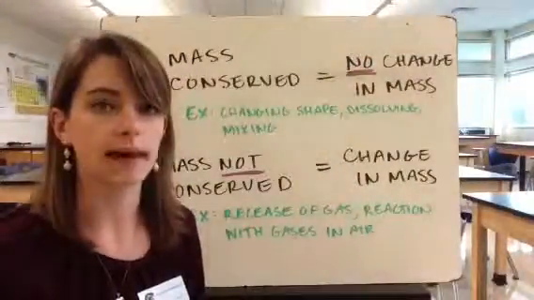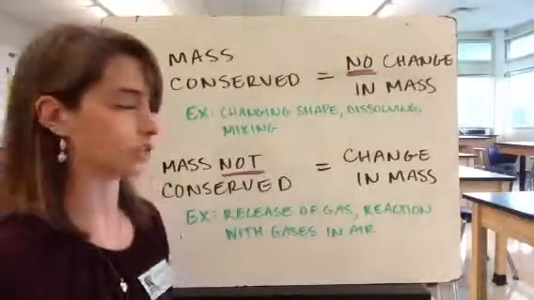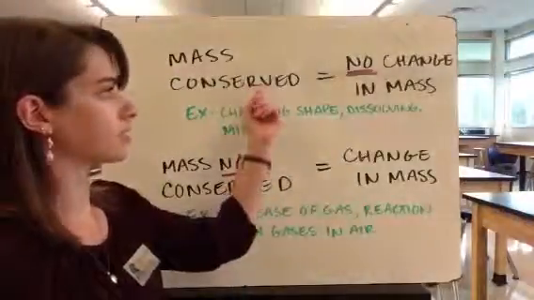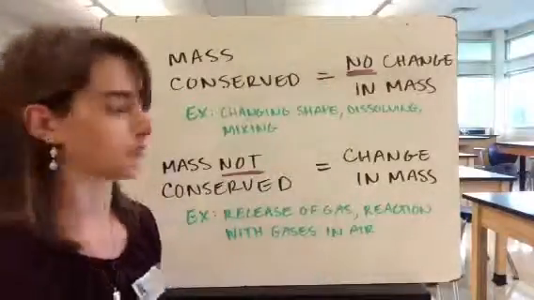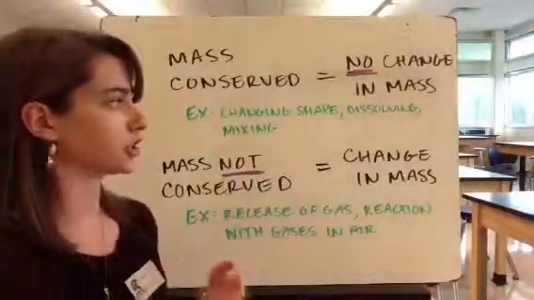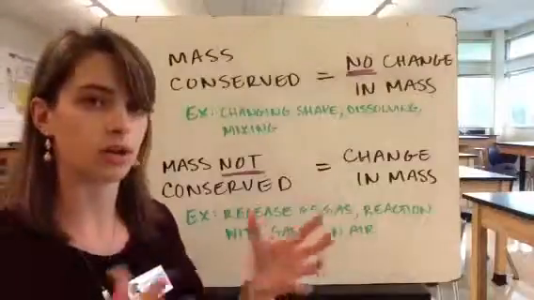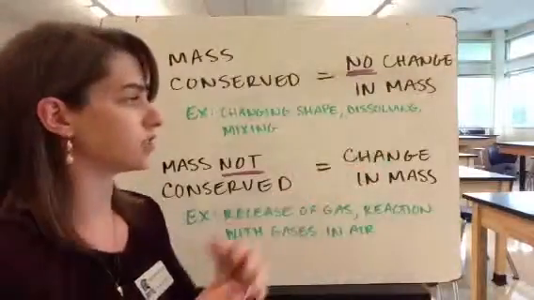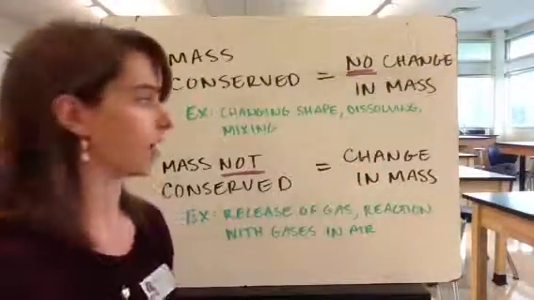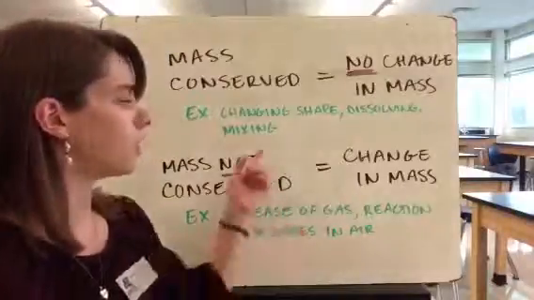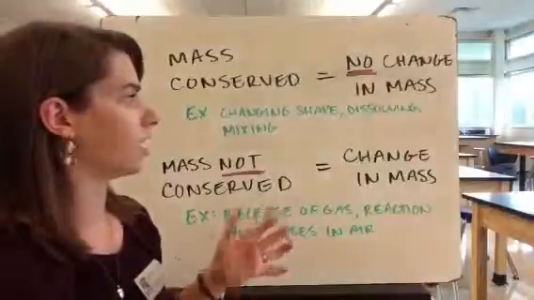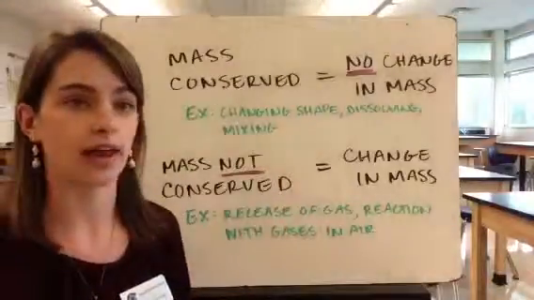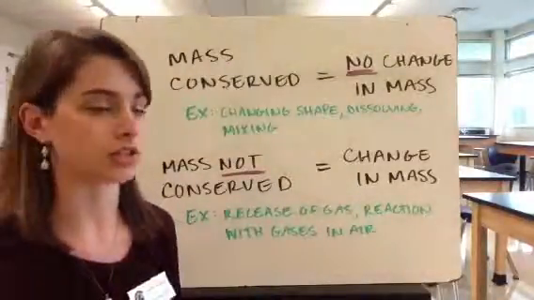We can talk about how mass is conserved and mass is not conserved. When we say mass is conserved, there is no change in mass. It stays the same. That happens when we change the shape of something by stretching it apart or squishing it down. When we dissolve, say, sugar or salt in water or in another liquid, or when we simply mix things together and there is no change in mass. We describe that as mass being conserved.